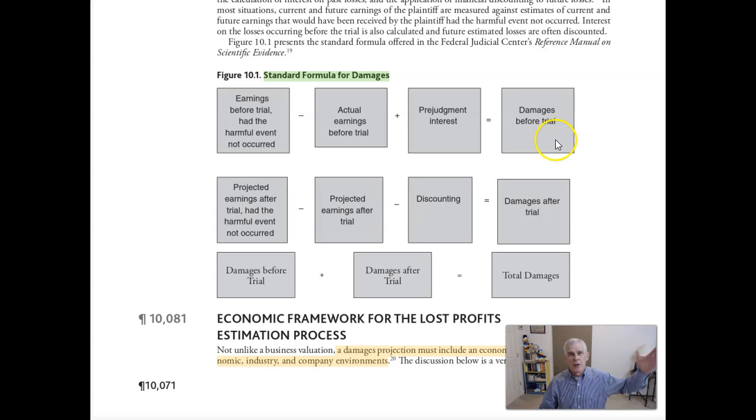So the action took place maybe several years ago. You have to find out what are those damages up to trial, and then add interest. Then you might estimate damages out into the future. You might estimate 5 years, 10 years, or longer. What you'll do then is project what earnings would have been after trial, going out there into the future.